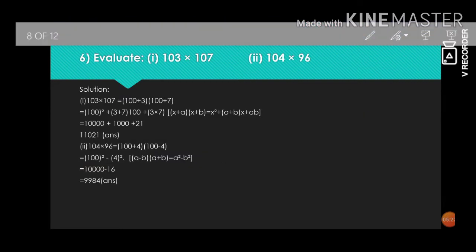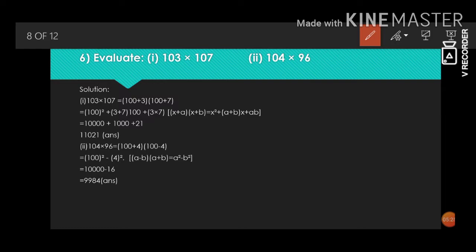Question number 6. Evaluate 103 into 107. This is our first subpart. So 103 into 107 can be written as 100 plus 3 into 100 plus 7. We are going to use the identity x plus a into x plus b.